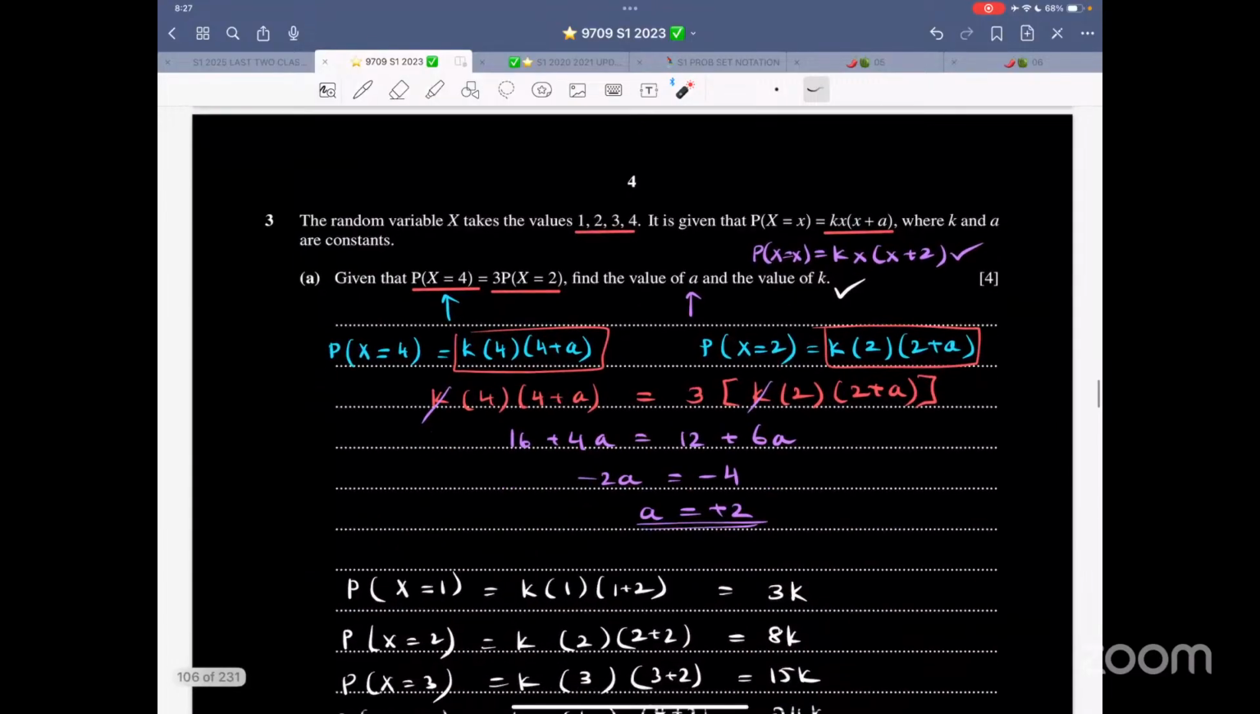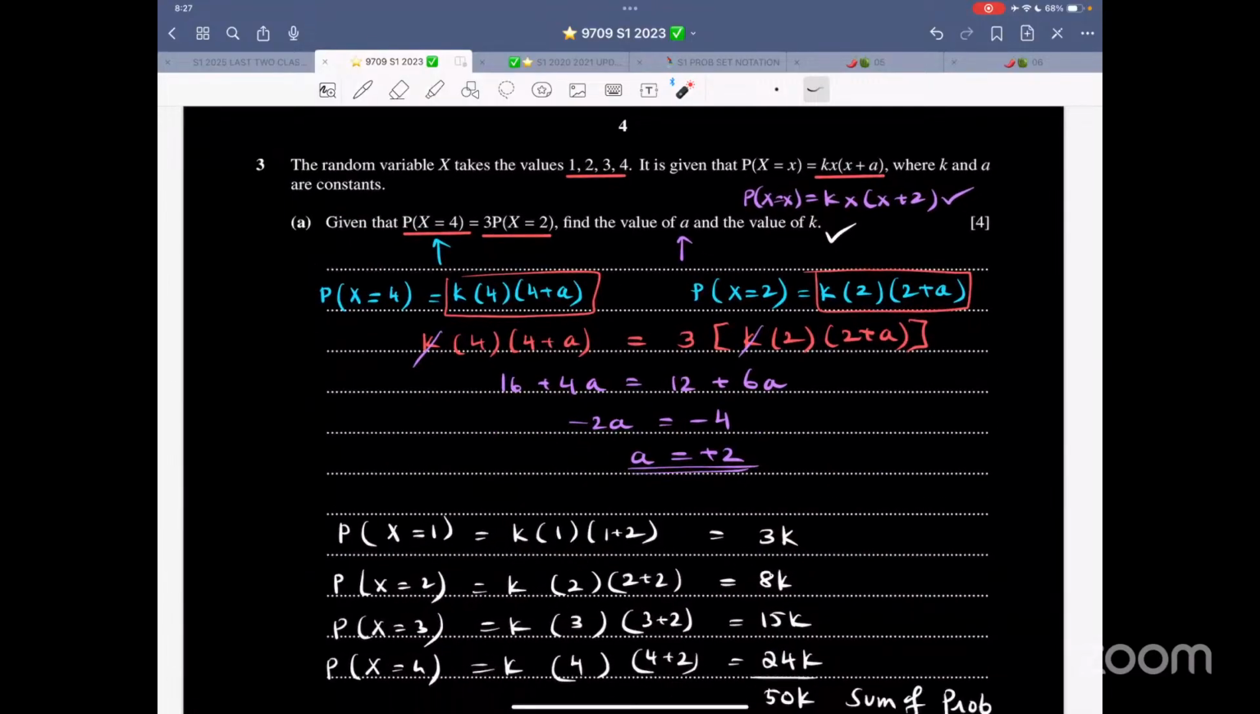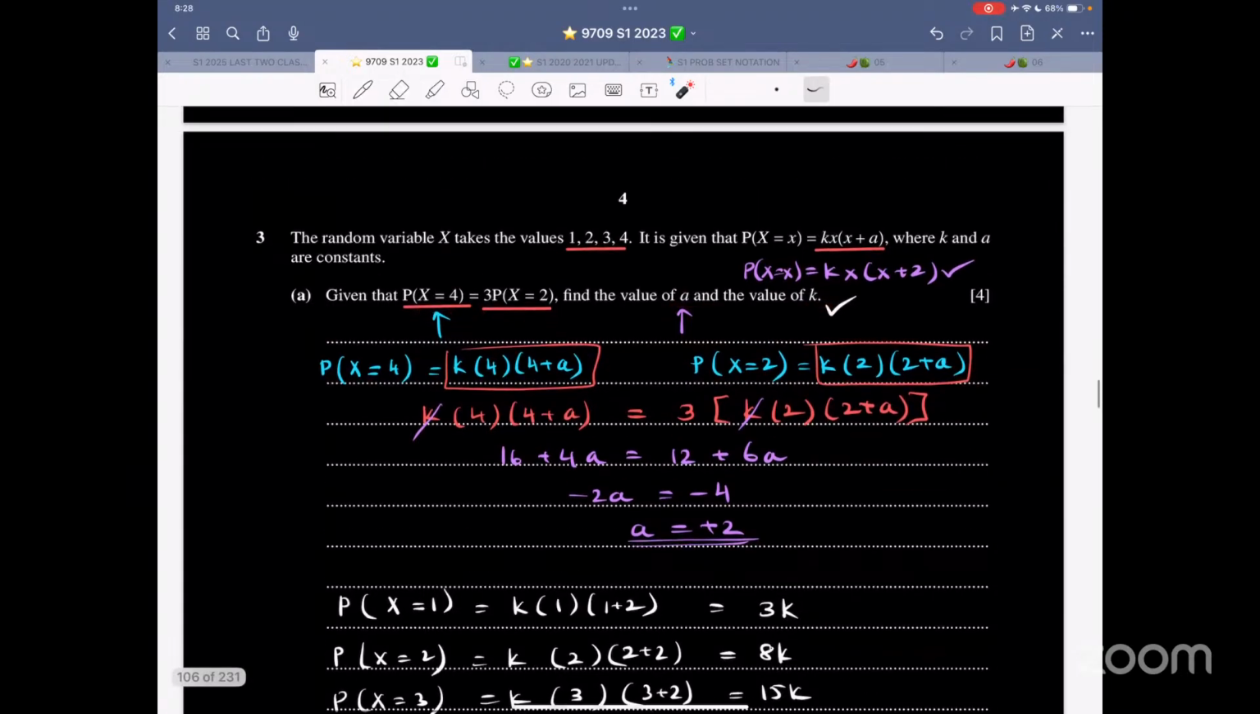And then question number 3, this also looks basic to me, just like the previous variant. The random variable X takes the values 1, 2, 3, and 4. It is given that probability X equals x is this thing. It's following this formula. Given that probability X equals 4 is 3 times probability X equals 2, find the value of a and k. Yes, this is basic, no doubt about that, but this is a simultaneous equation type of basic.